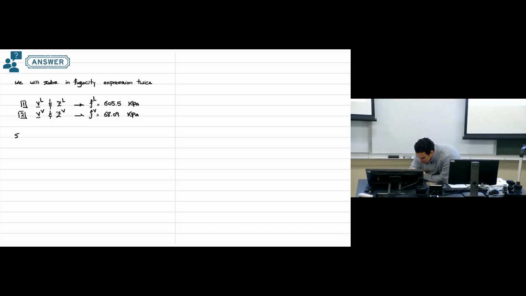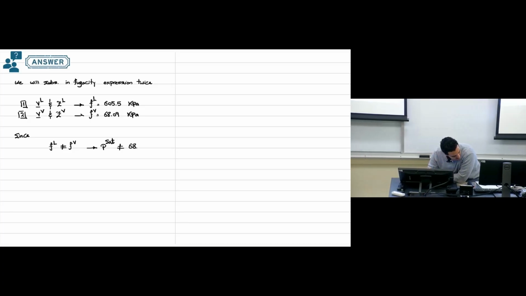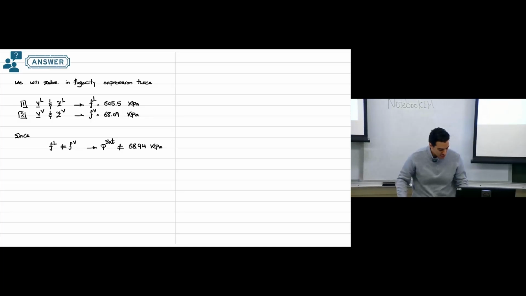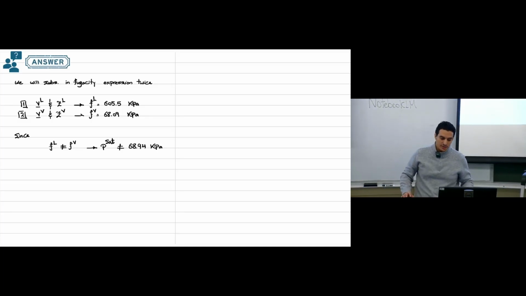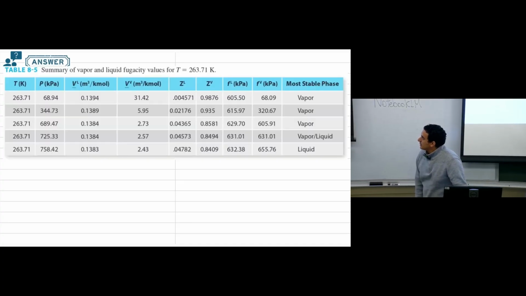So since the fugacity of liquid is not equal to the fugacity of vapor, then P saturation cannot be equal to the one we assumed in the beginning, which is 68.94 kilopascal. And I need to go with another assumption and repeat the calculations one more time. Clear? So if you continue making this assumption, you will end up with this table.